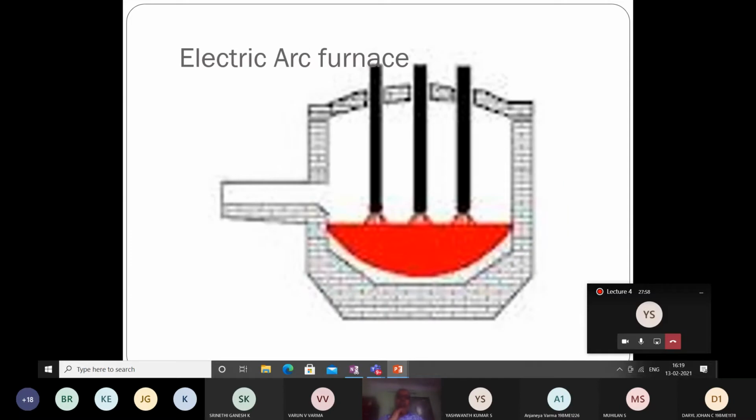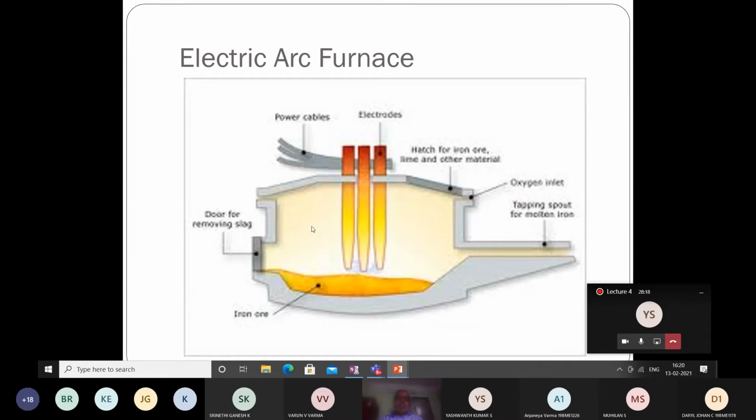And third comes the electric furnace. Here there is a container, electrodes are there, and you keep the metal and it is heated up. The electrode is heated and the metal is converted into molten metal, and then it is taken out. This is the electric furnace. Just you see here the iron ore is there. The electrode, the power cable is there. So the tapping hole is there.